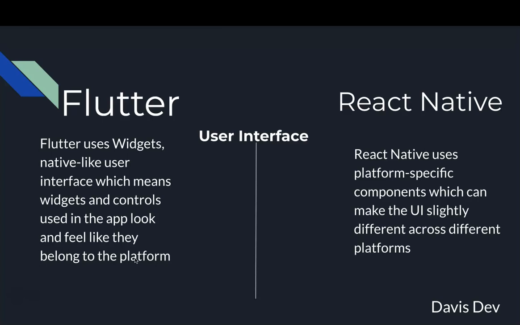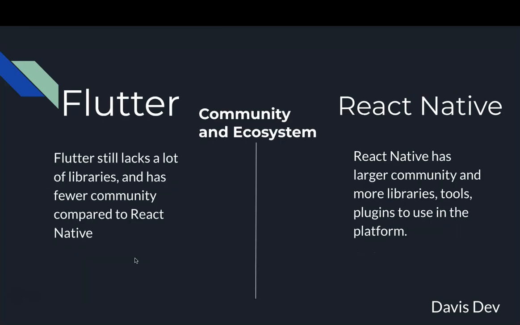And another difference is user interface. Flutter uses widgets, native-like user interface, which means widgets and controls use the app, look, and feel like they belong to the platform. But React Native uses platform-specific components which can make the UI slightly different across different platforms. And another difference is community and ecosystem.